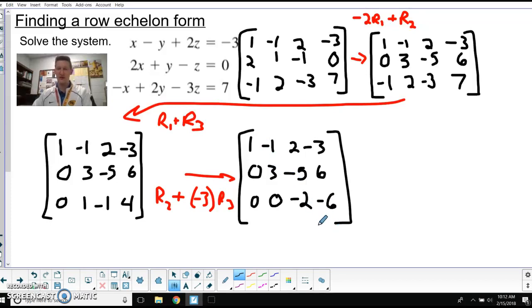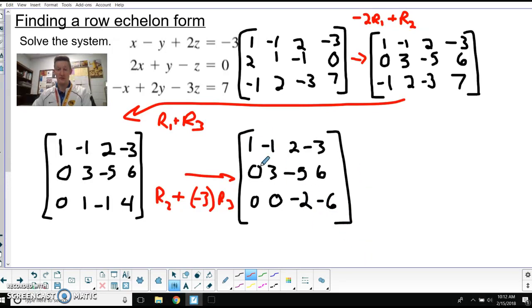You could probably, at this point, if you're solving a system, say, oh, hey, -2z equals -6. I'm going to solve for z. It's 3. Plug it back in. Solve for y. Plug it back in. Solve for x. Okay. But again, for the sake of practice and putting this into the correct row echelon form, we need ones on the main diagonal.